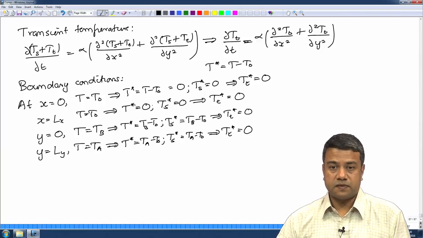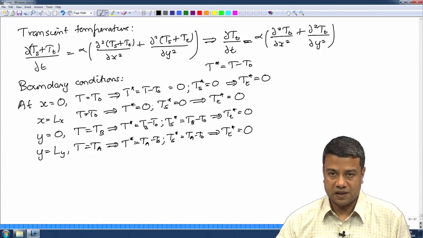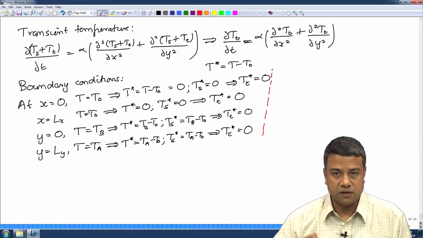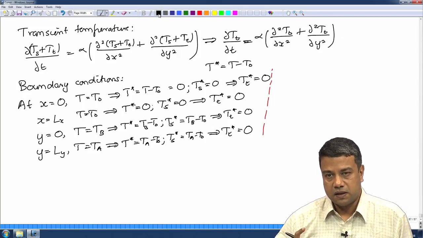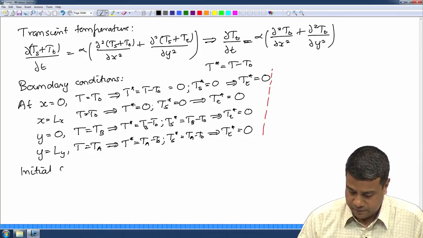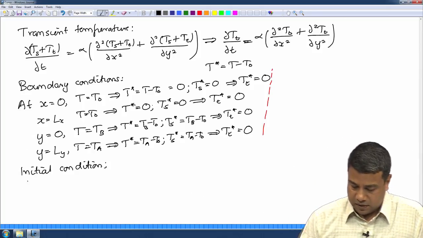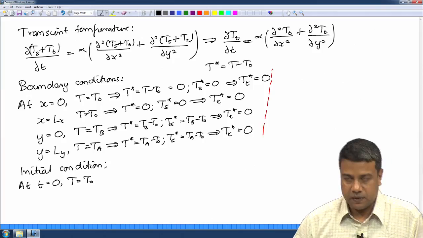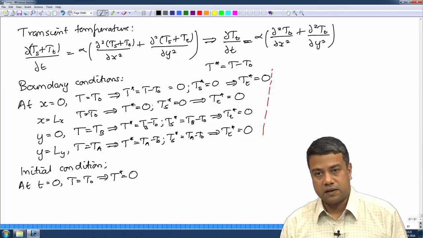So, when expressed in terms of the departure from the steady temperature, the transient part has 0 temperature boundary conditions on all spatial boundaries. It does not have 0 temperature boundary condition at time t is equal to 0. So, if I write the initial condition, I know that at t is equal to 0, the temperature is equal to T naught everywhere, which implies that T star is equal to 0 everywhere.